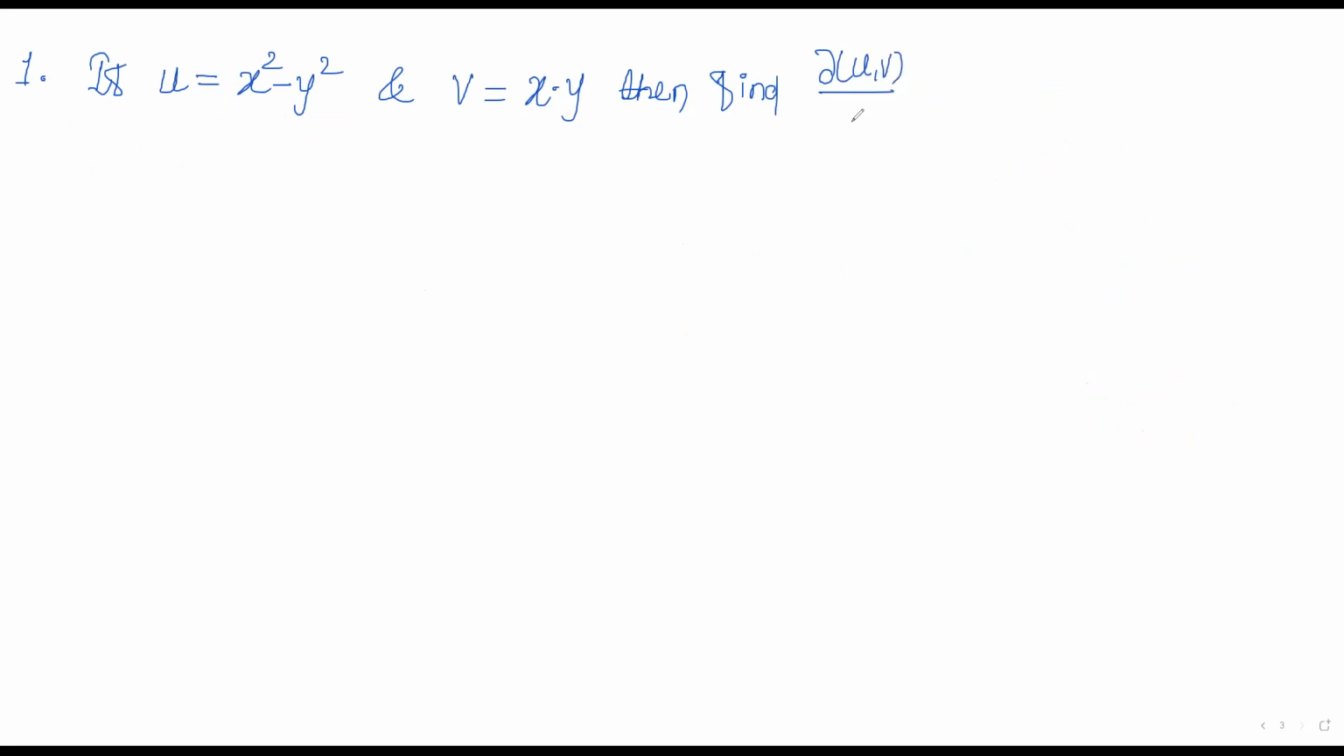Note down, if u is equal to x square minus y square and v is equal to x into y, then find dou uv by dou xy. Just we are finding out only Jacobian.